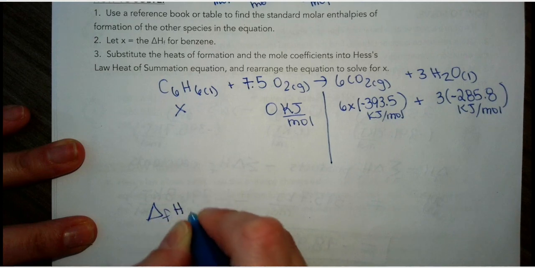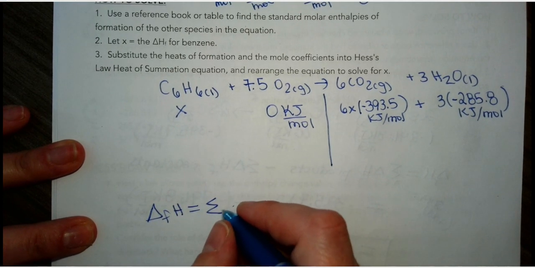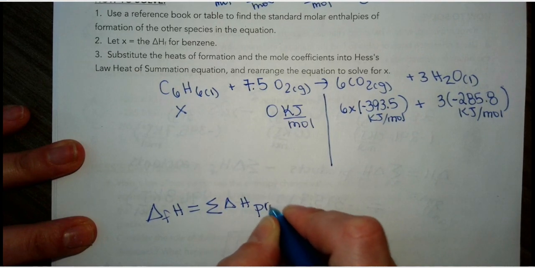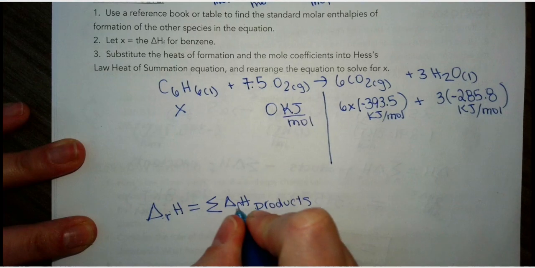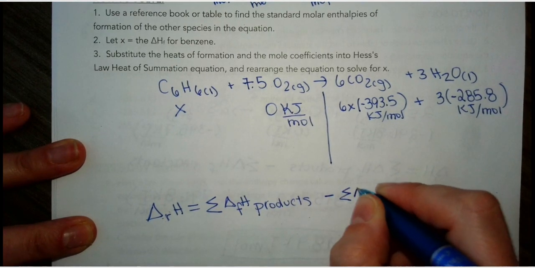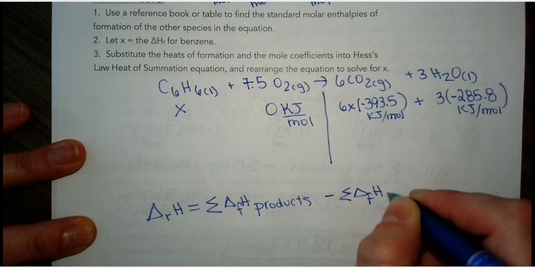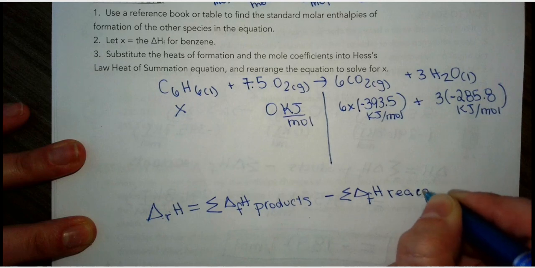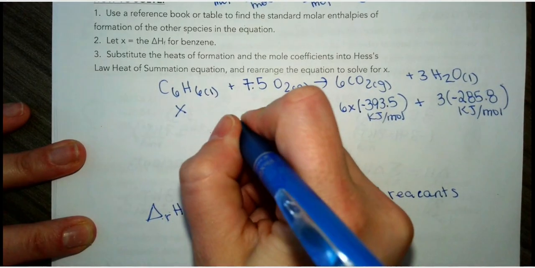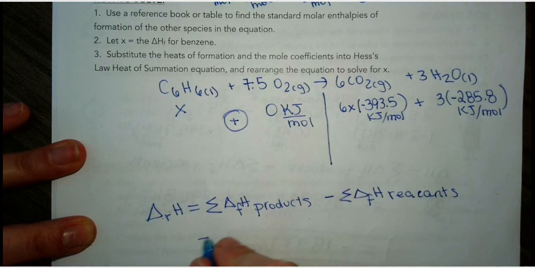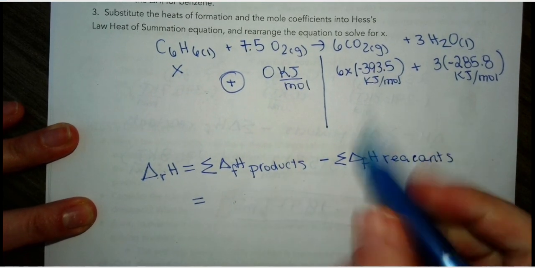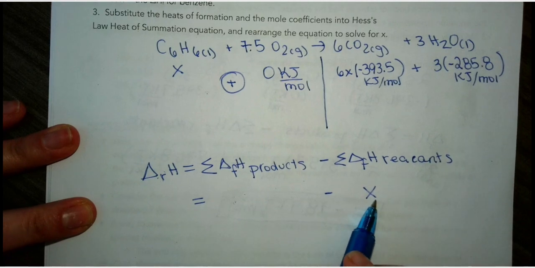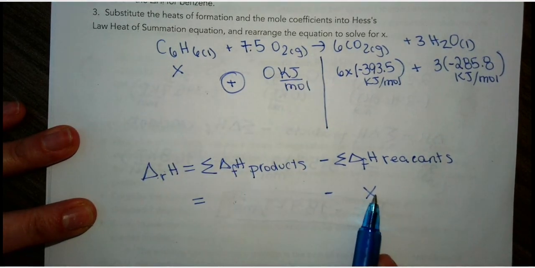So the delta H of formation of this is the sum of our delta H's of products. This is not supposed to be an F, guys. Sorry, this is supposed to be an R. This is supposed to be an F. Minus the sum of our delta H of formations for reactants. When we look at this, X plus 0, our sum of reactants is just X. It's 0 plus X, that's just X, which is kind of nice.